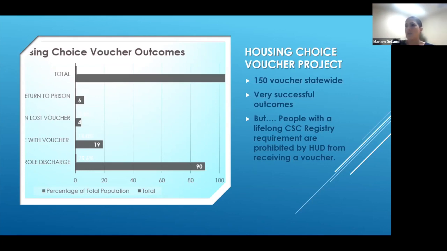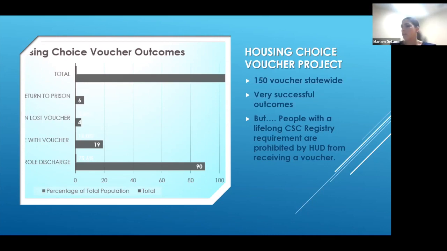So if you are familiar with HUD rules, people with a lifetime CSC requirement, registry requirement, are not able to receive a HUD voucher. Our voucher program has been very successful in terms of getting people housed into a permanent solution. We prioritize people that we think are the highest risk of lifetime homelessness. And we have had very few people who've gotten a voucher return to prison.